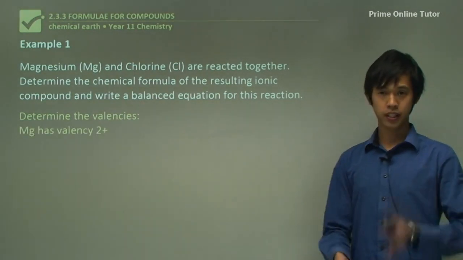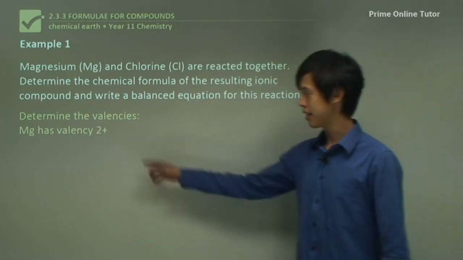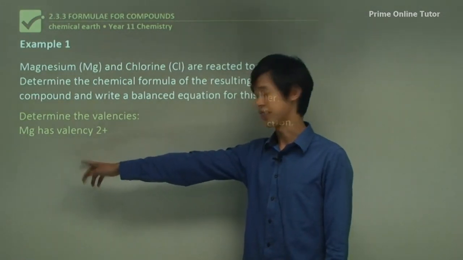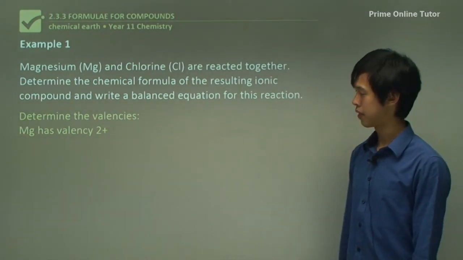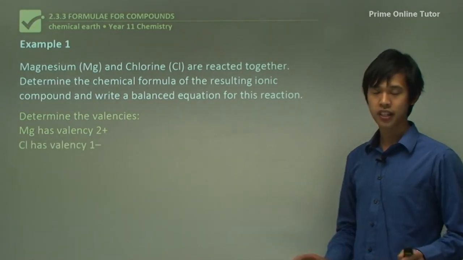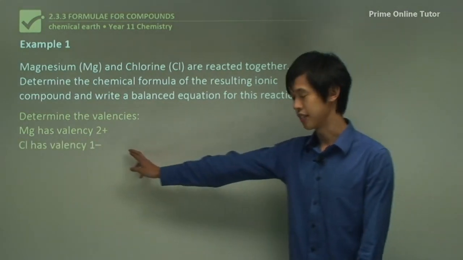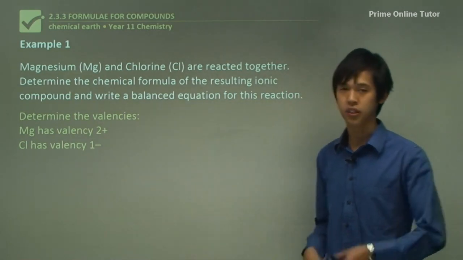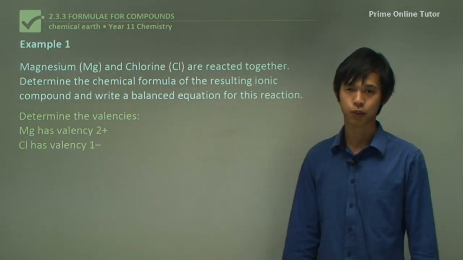So if you look up the periodic table, you'll see in group 2, magnesium is there. So you know magnesium has a valency of +2. Okay? And if you're looking for chlorine, it's in group 7, so you know that chlorine has a valency of -1. Okay, so we should remember this from all our study of the periodic table so far.